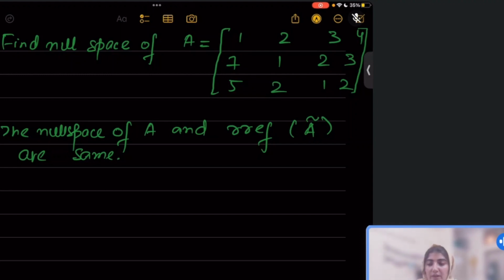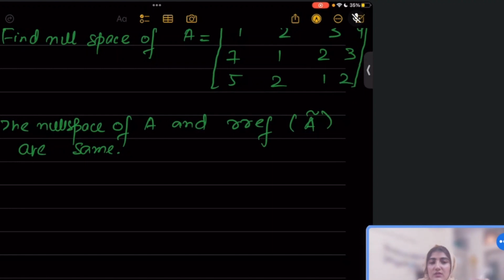You will make the second row's second element, which is 13, into 1, so divide by 13, right? That is how you proceed now. Yes, ma'am.